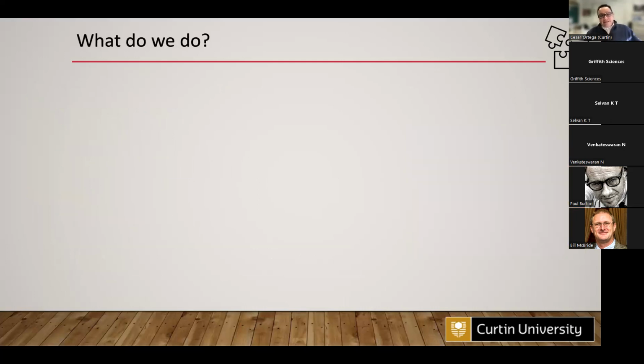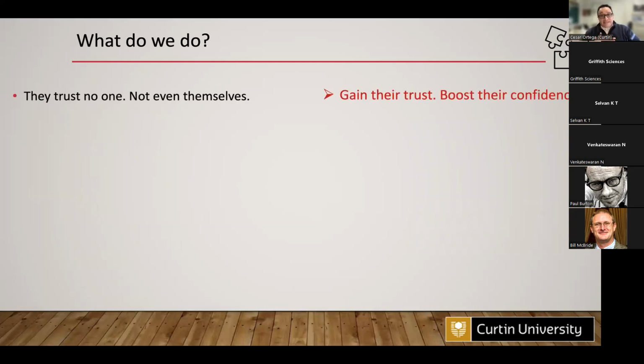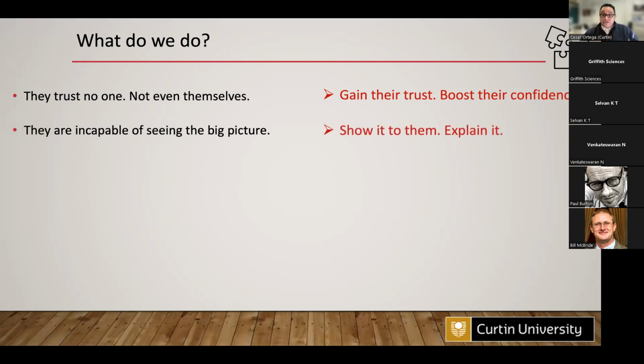So what do we do about this? Well, if they trust not even themselves, we as educators have to gain their trust. We have to boost their confidence. We have to make them understand that the information they are receiving at the university is good information, and the activities they do at university are good activities. They are incapable of seeing the big picture? Well, show it to them. Explain it. We can be more explicit about why we do things and what the long-term implications are of learning what we are trying for them to learn today.